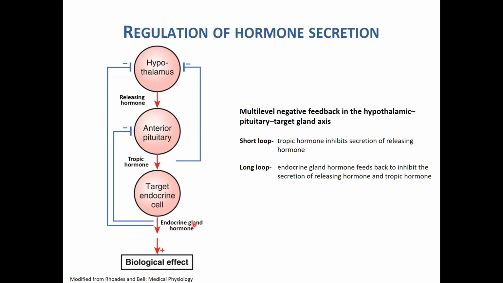Here, the endocrine gland hormone is going to feed back, inhibit the release of the tropic hormone, at the level of the anterior pituitary. It's also going to feed back at the level of the hypothalamus and decrease the secretion of the releasing hormone. And here are some examples of different hormones that use this feedback mechanism. We're going to talk about the thyroid hormone in a few minutes. Next week, we're going to talk about cortisol with the adrenal gland, and sex hormones also use the same feedback mechanism.